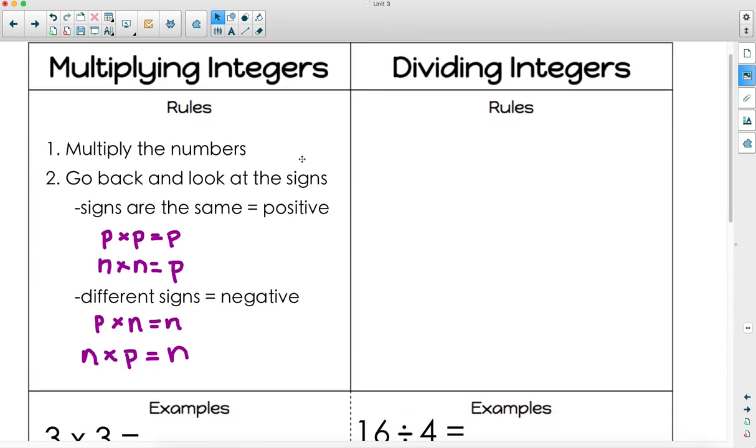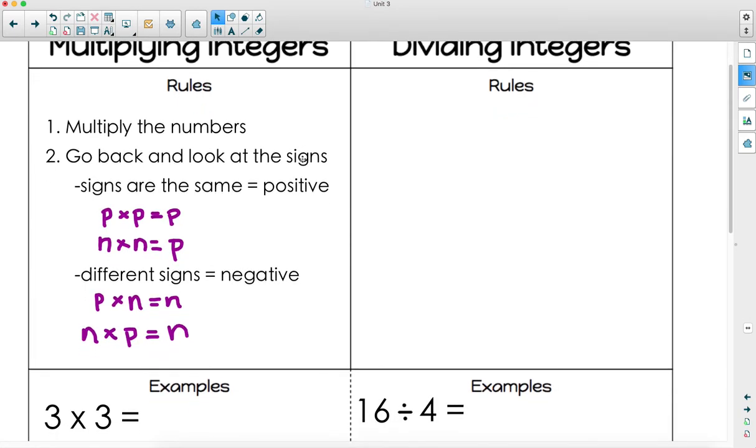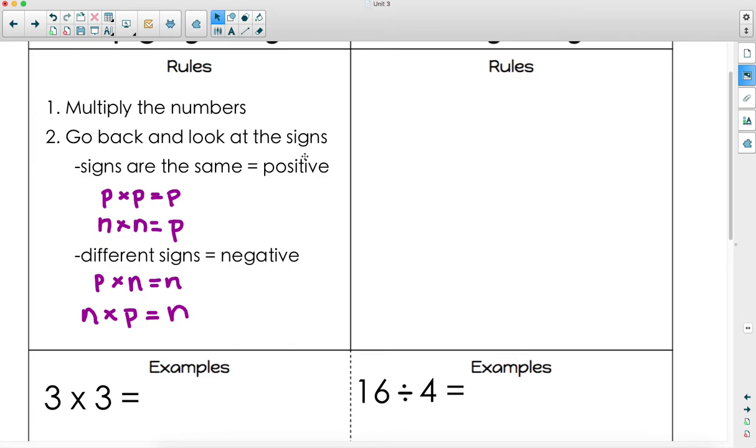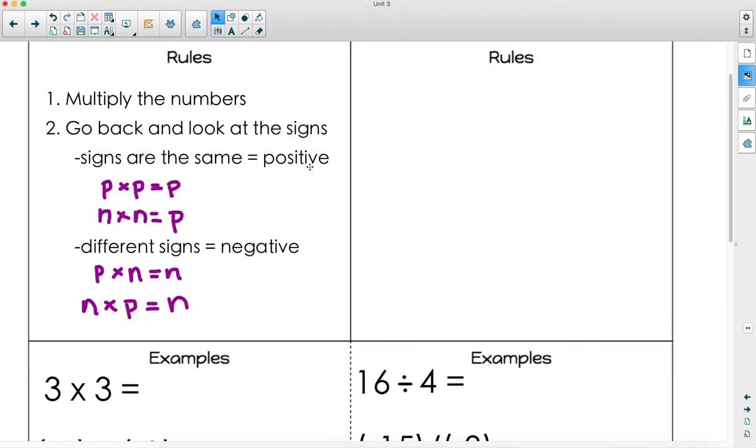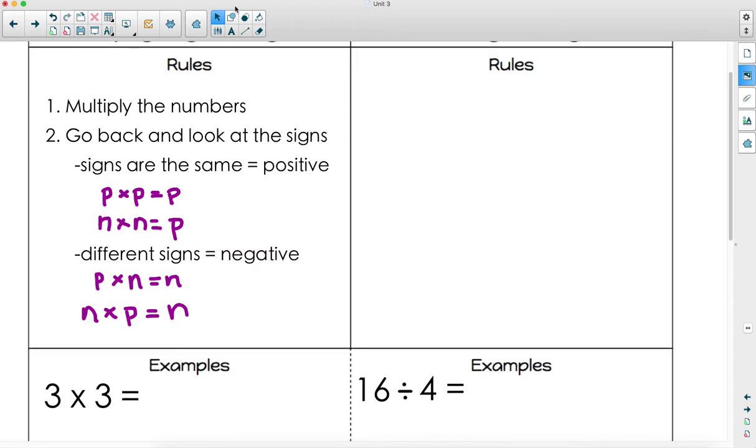I have some examples here for us to do. I want you to write these down as we go. The first one's pretty basic. I have 3 times 3. Sorry, my computer's glitching there. So 3 times 3. I would multiply the numbers, so 3 times 3 equals 9. Then go back and look at the signs. The first one's a positive, and the second number is a positive, so my answer stays a positive.